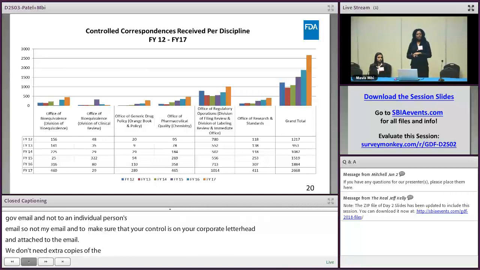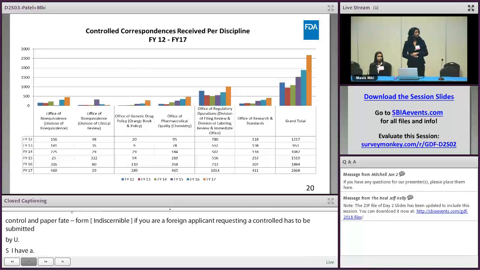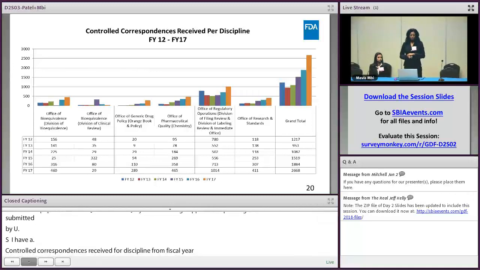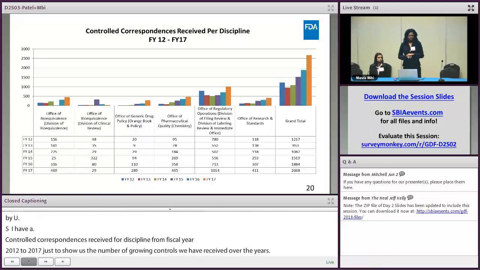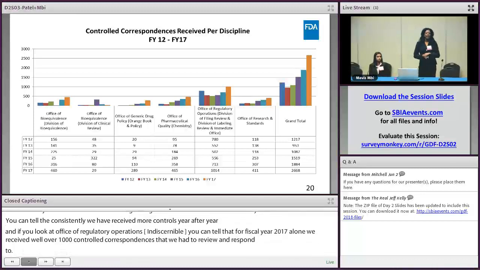I have up here control correspondences received per discipline from fiscal year 2012 to 2017, just to show us the number of growing controls we have received over the years. So you can tell that consistently we have received more controls year after year. And if you look at Office of Regulatory Operations, under which the Division of Filing operates, you can tell that for fiscal year 2017 alone, we received well over 1,000 controlled correspondences that we had to review and respond to. So we do get a large number of controlled correspondences that we have committed to review and respond to by. So really ensuring that you provide the necessary details the first time around will really aid us in being able to properly review and respond to your control correspondences in a timely manner to aid you during your ANDA submission process.